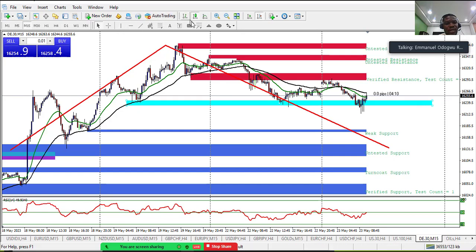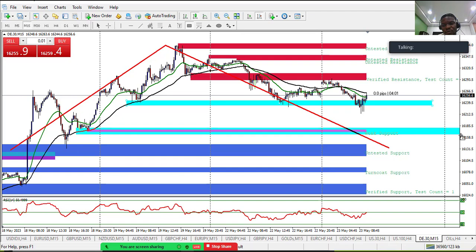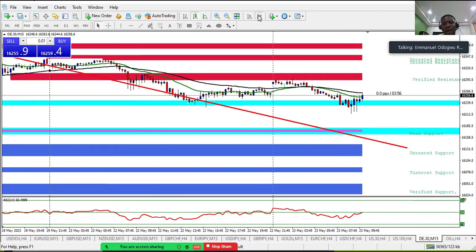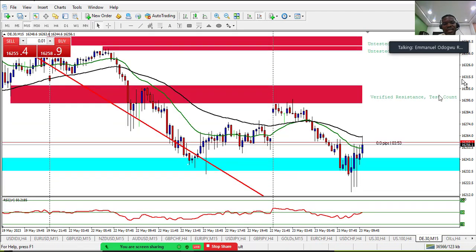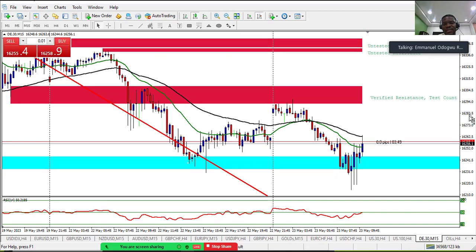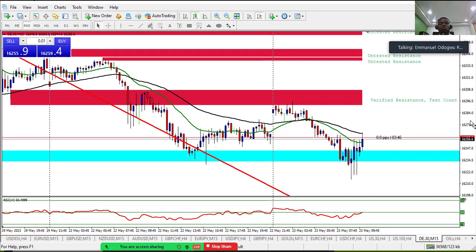Now another support area, right, that we can take advantage of is this other area, right? This is the next support area we can take advantage of, right? So for today, you can see that this instrument gapped upward, right? It gapped upward. Hmm? That can be seen as a sign of strength, right? Upward.